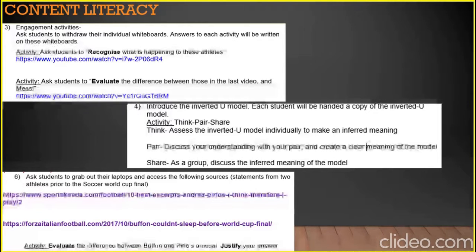While watching the YouTube videos on Great and Paul's soccer penalty, students comprehend to acquire knowledge regarding arousal's impact on sporting performance. The same can be stated regarding the articles on Pirlo and Buffon's accounts prior to the World Cup final. Buell and Whitaker have stated that website articles can be used to teach content and support students as readers and writers.